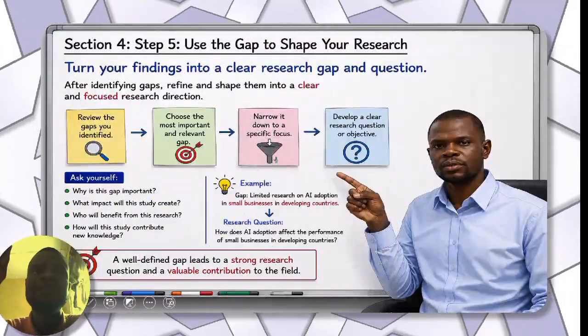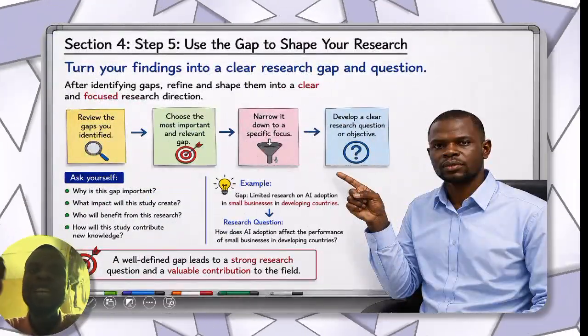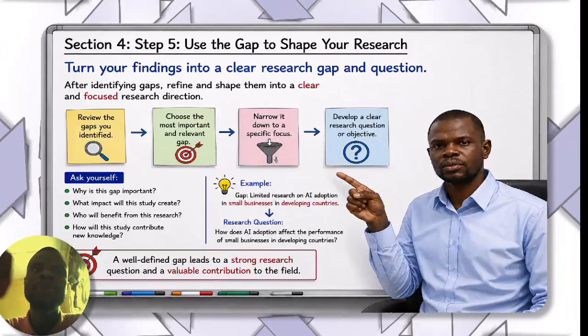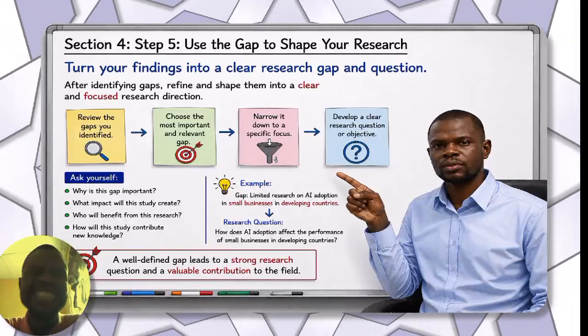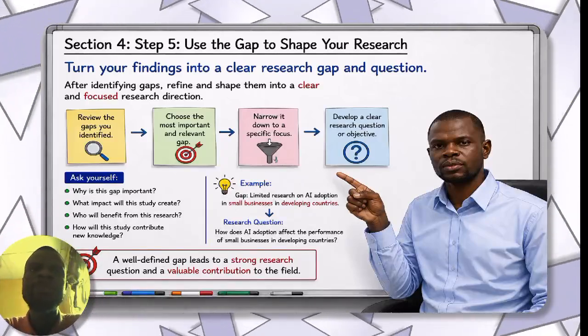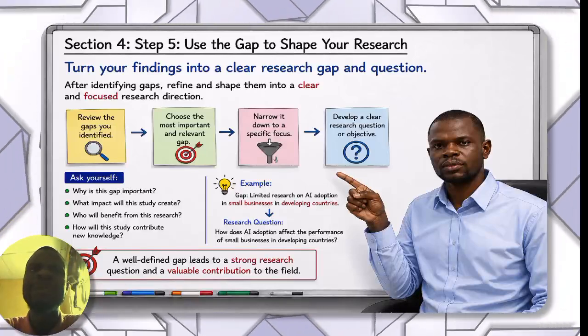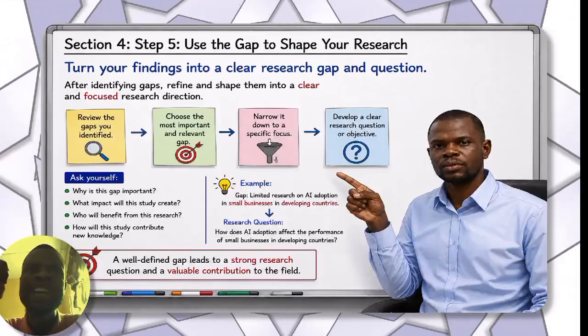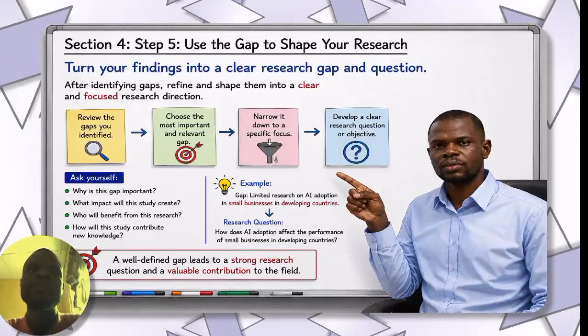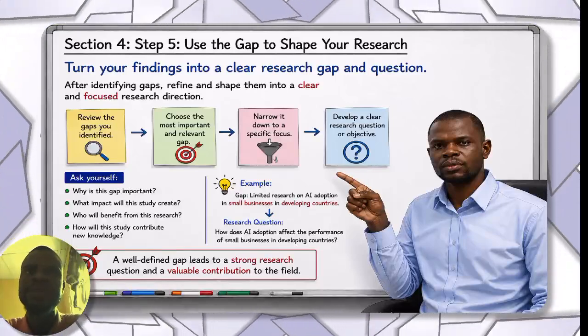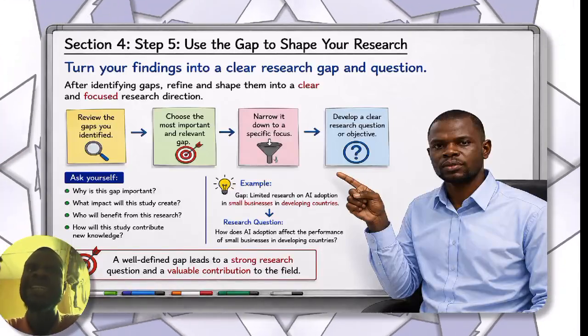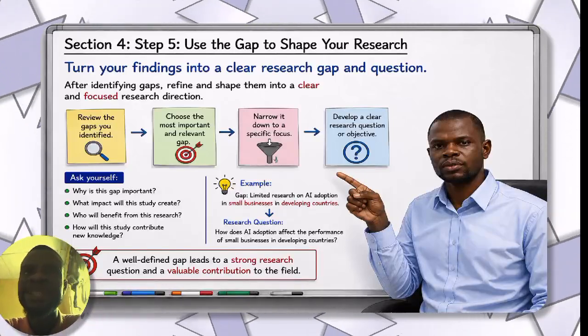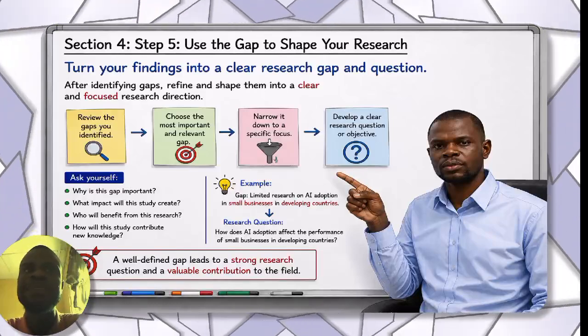Step number 5. Use the gap to shape your research. Confirm that the research gap is important. This is one of the most ignored steps by many researchers. Not every gap is valuable. A strong research gap should be important, relevant, researchable, and useful to the academic field.